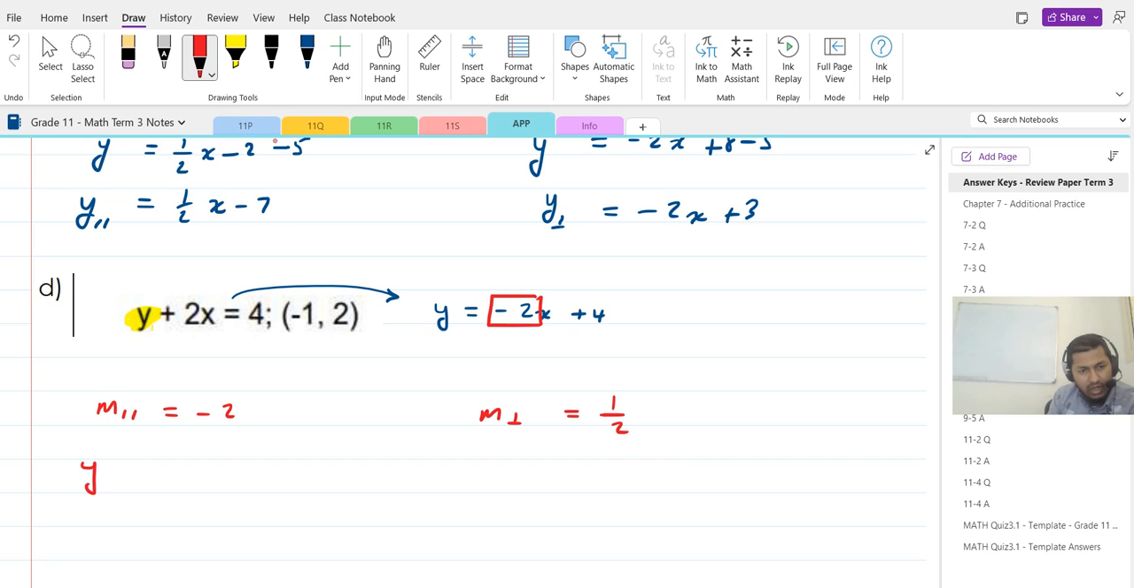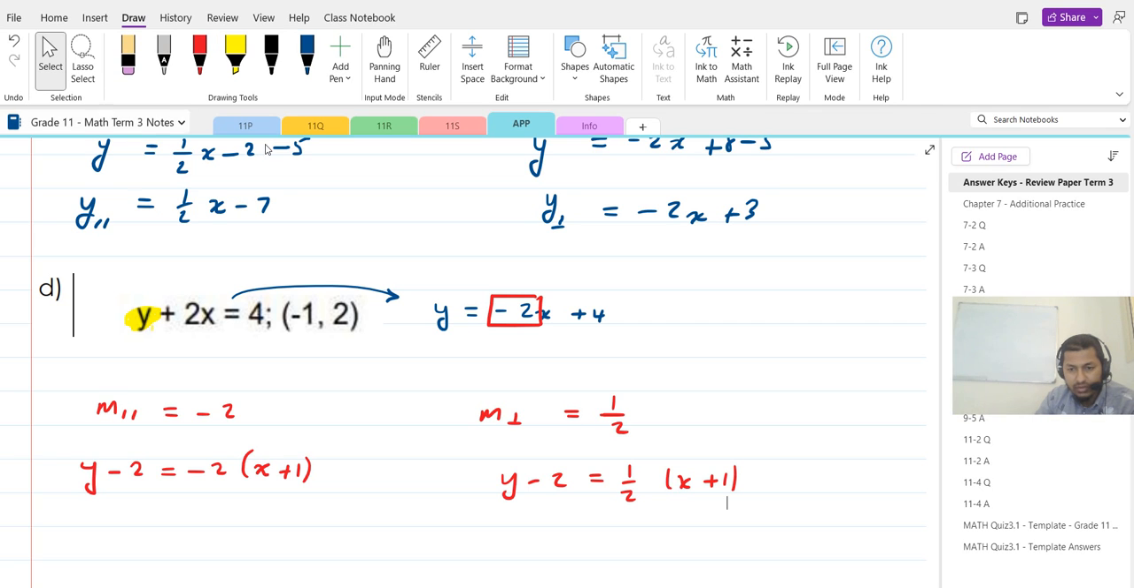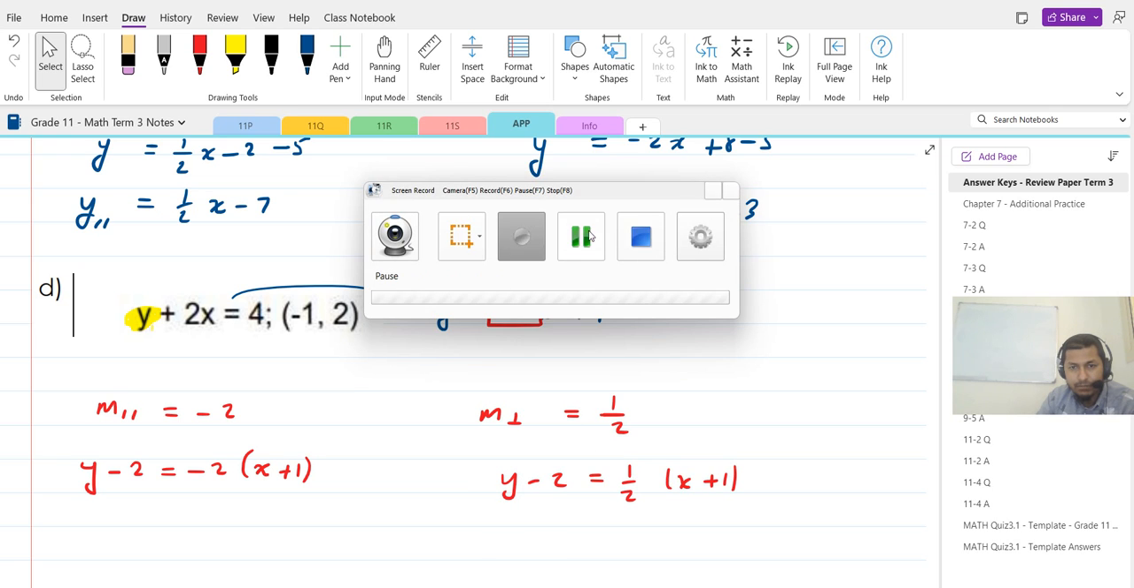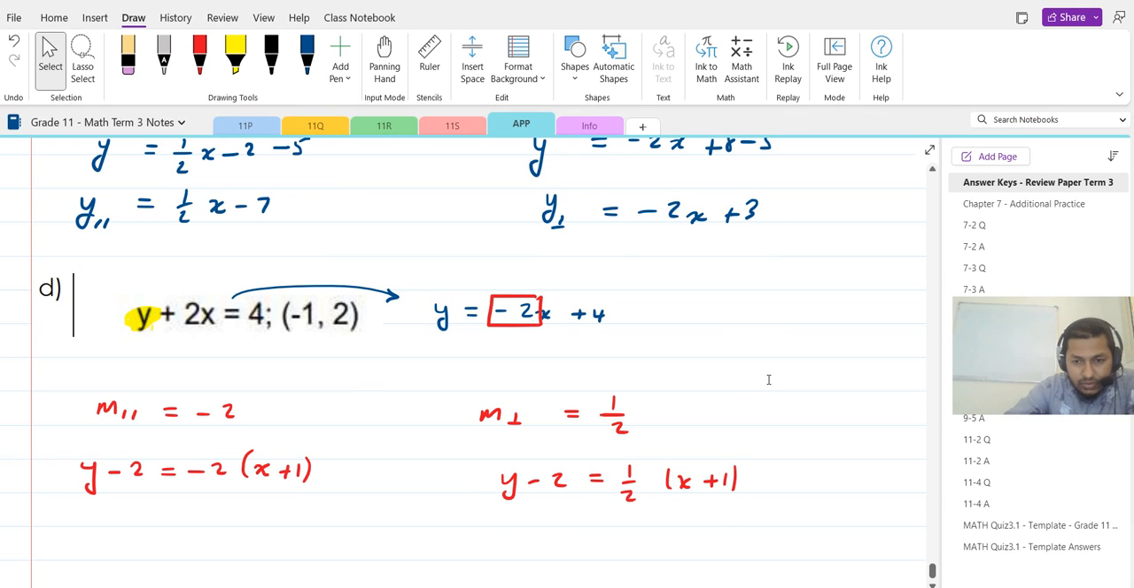So y minus y1, which is 2, equals negative 2 into x minus x1. Minus minus 1 is plus 1. Y minus 2 equals half into x plus 1. Yeah, so we have y minus 2 equals half into x plus 1. How did we get plus 1? Because minus x minus minus 1, right?